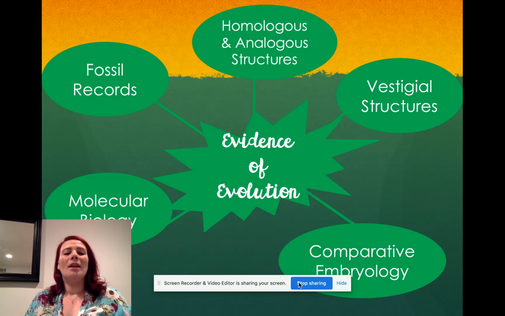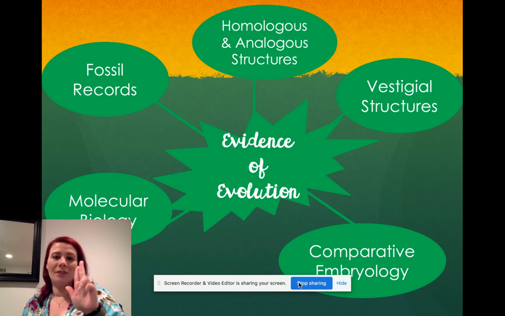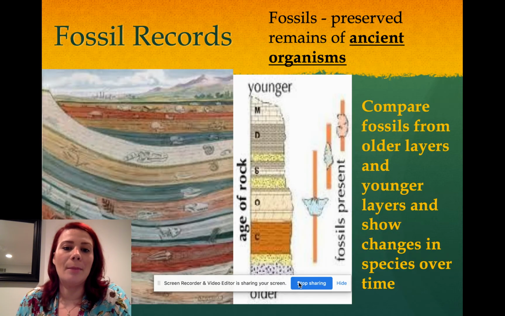All right, so I've put 5 pieces of evidence here. We're not going to talk about molecular biology too much. We're going to talk about fossil records, homologous structures, vestigial structures, and comparative embryology. Those are the 4 things we're going to talk about mostly.